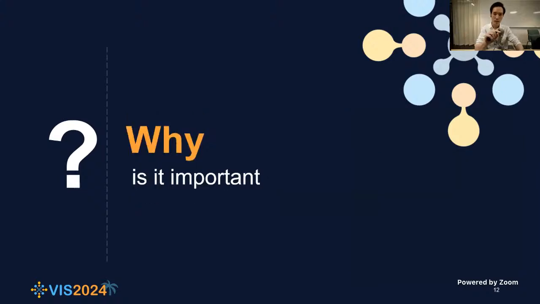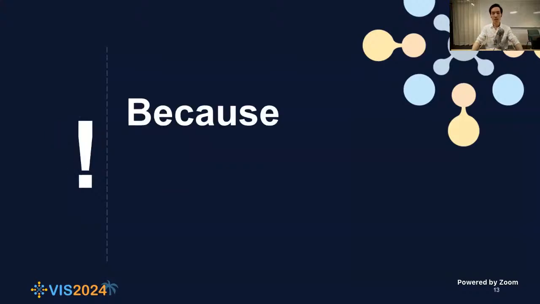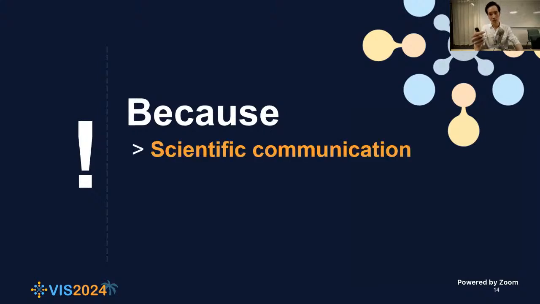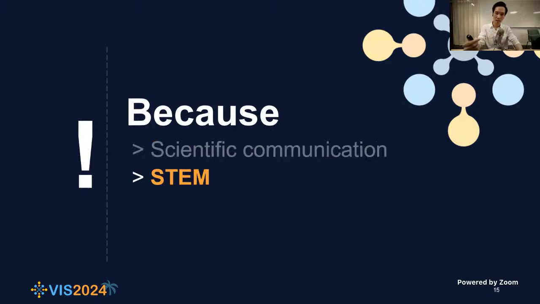But why should we care? Why is this important? Such learning environments are important because they facilitate scientific communication. They generate interest in STEM, which stands for science, technology, engineering, and mathematics. And most importantly, they raise awareness about societal issues such as climate change and gender equality.